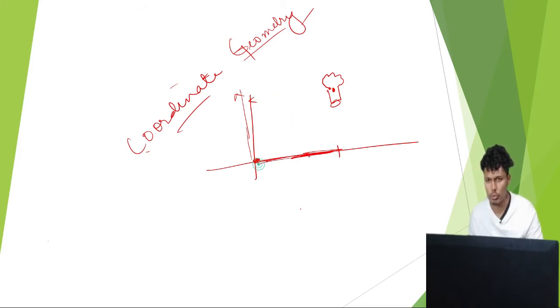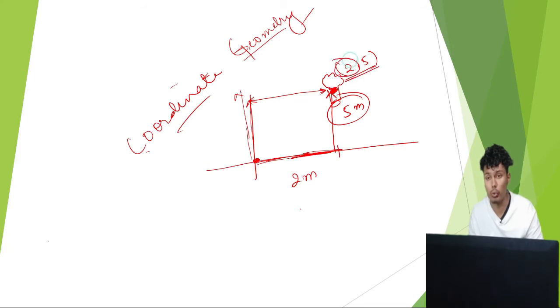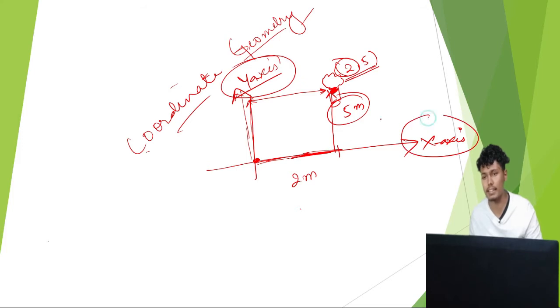So along this one, suppose let's say 2 meter, and along this length, it is 5 meter, suppose. Then we can write 2,5. What is the coordinate location of this point? It is 2, 5. 2 is along the x-axis and 5 meter is along the y-axis. We are taking these two as x-axis and y-axis.